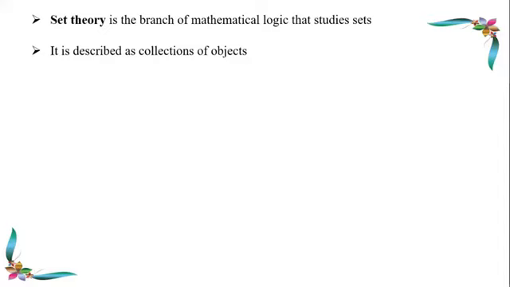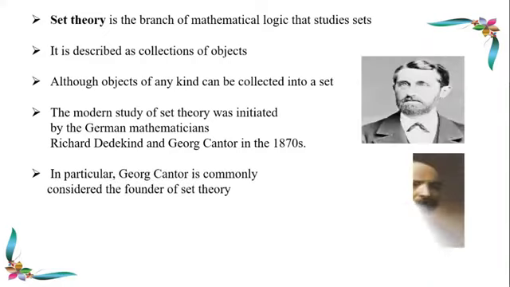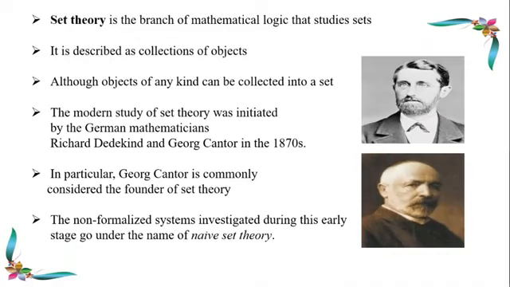Set theory is a branch of mathematical logic that studies sets. It is described as a collection of objects, although objects of any kind can be collected into a set. The modern study of set theory was initiated by the German mathematicians Richard Dedekind and Georg Cantor in the year 1870. In particular, Georg Cantor is commonly considered the founder of set theory. The non-formalized system investigated during this early stage goes under the name of naive set theory.